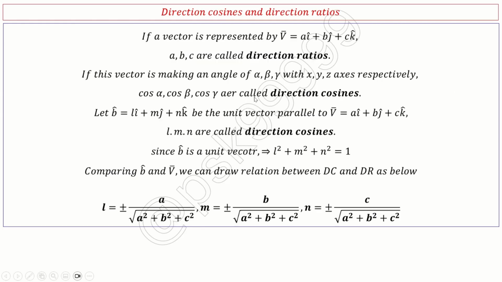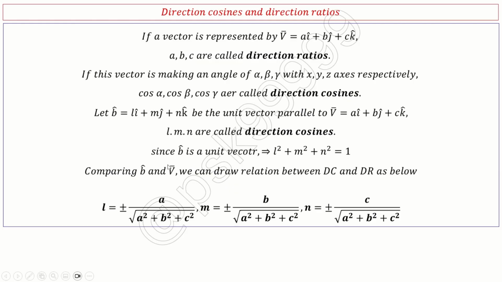But do we know the angles from the vector information? Not directly, so we have to do something. We will find a unit vector b cap equal to l i cap plus m j cap plus n k cap, the unit vector parallel to the given vector v. Then l, m, n are called direction cosines. If you find the unit vector of the main vector, its coefficients are the direction cosines.